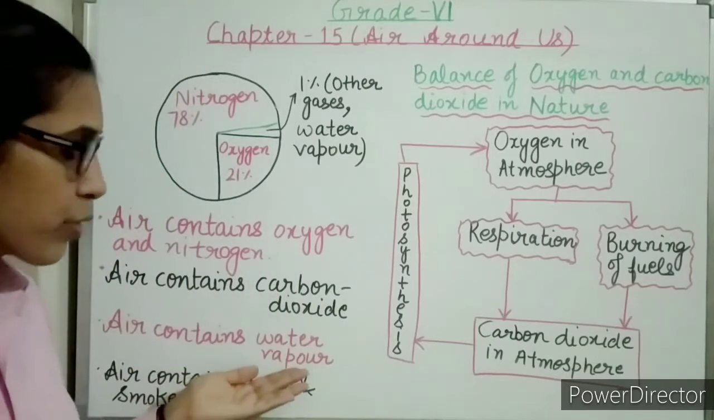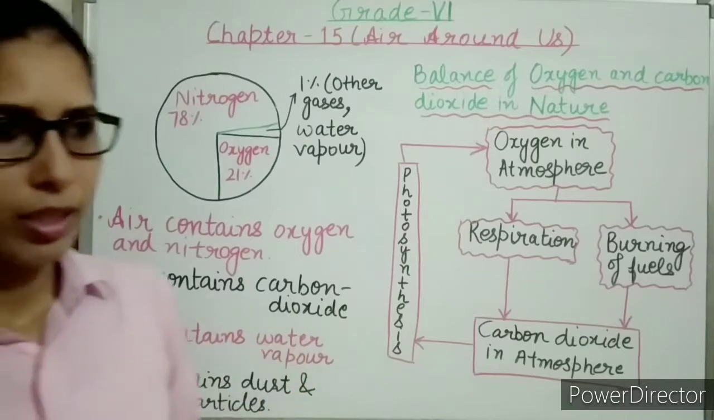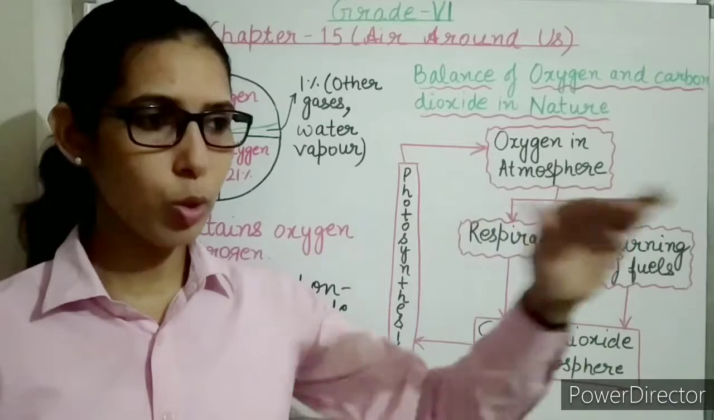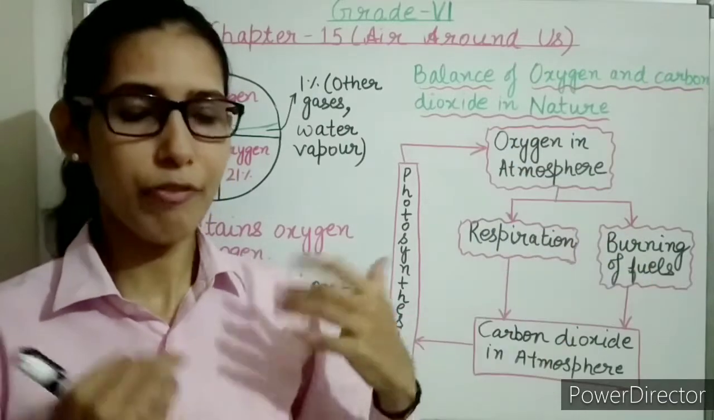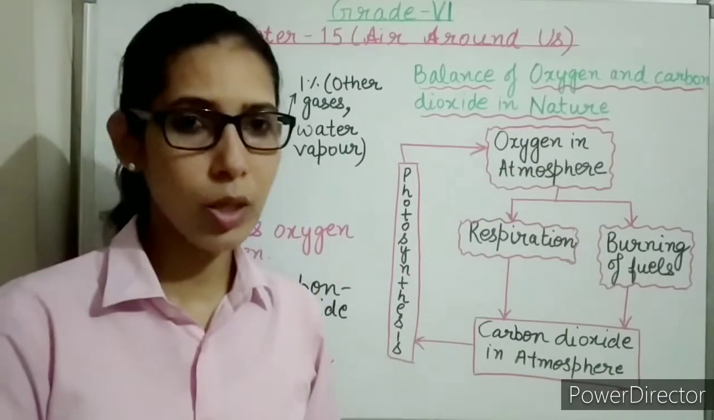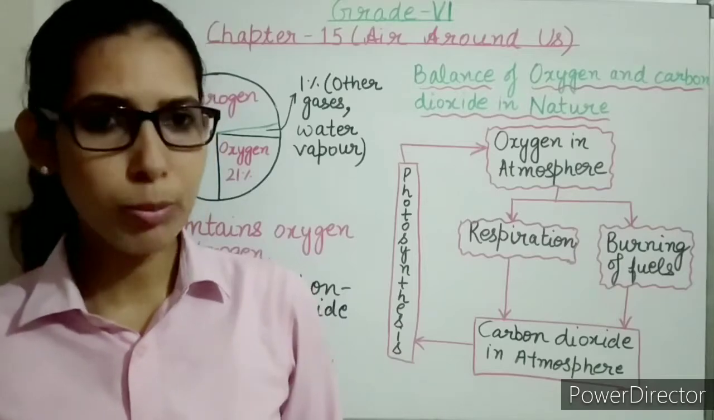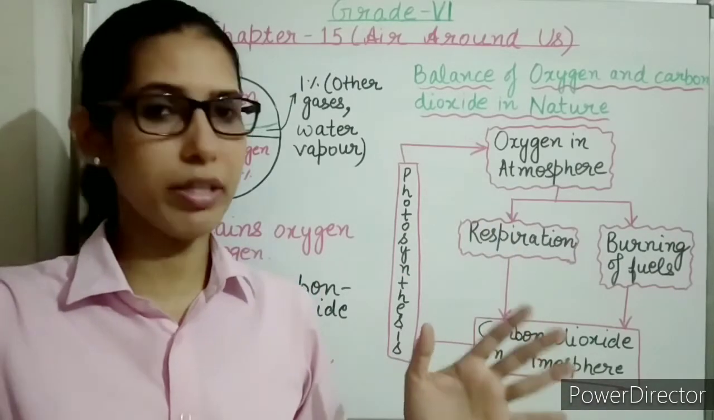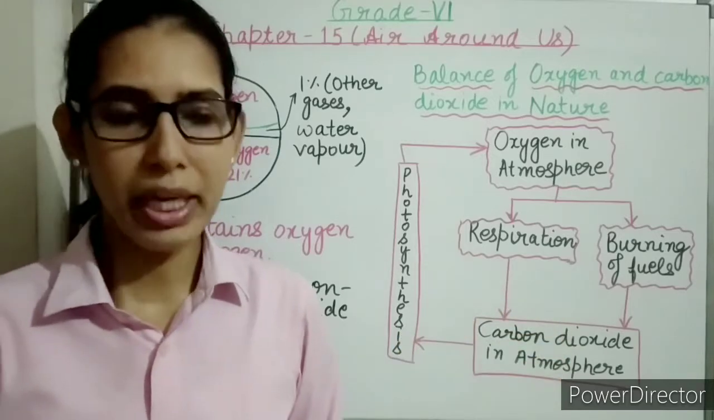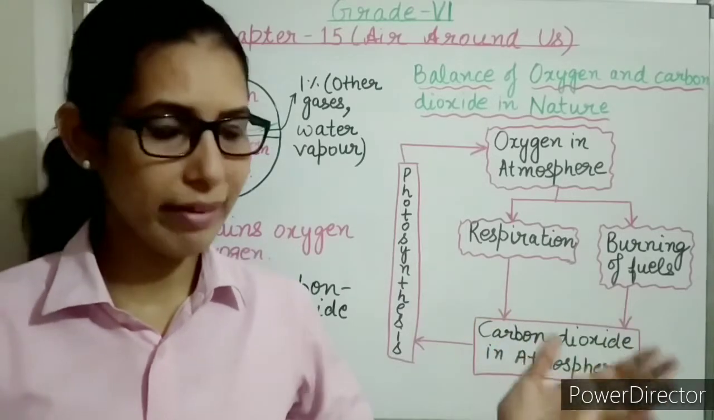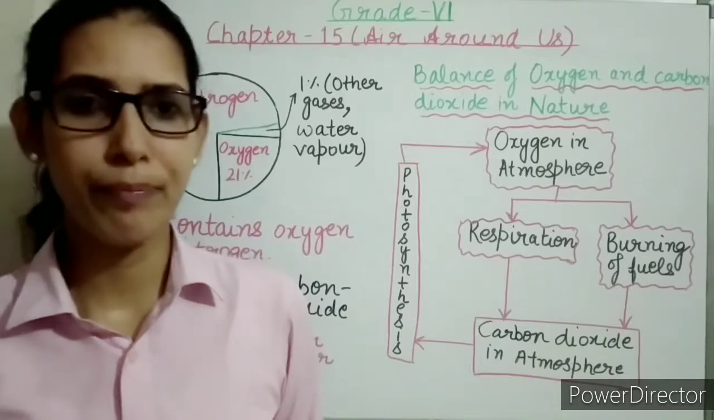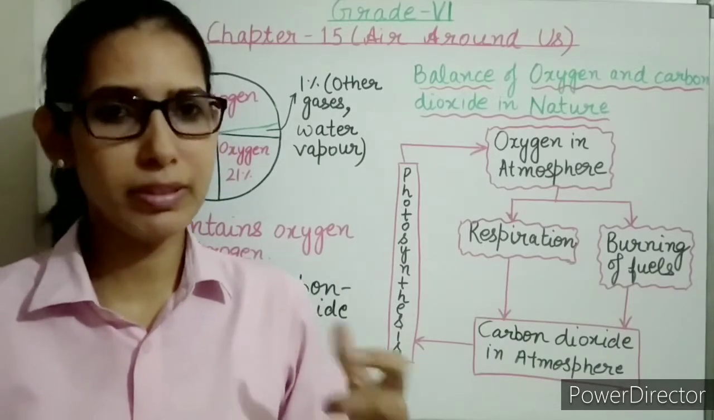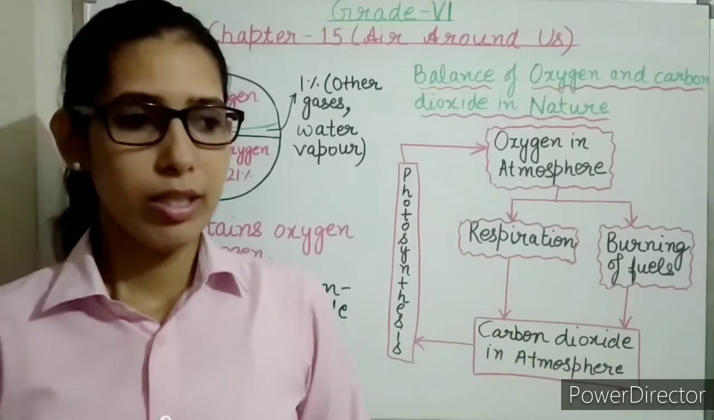Next, air contains water vapors. You might have seen when we put wet clothes on a clothesline in the sunlight, after some time what happens? The wet clothes become dry. How is it possible? Because the water present in the wet clothes gets evaporated in the atmosphere, because of which the wet clothes become dry. So the air contains water vapors. From where do the water vapors come in the atmosphere?